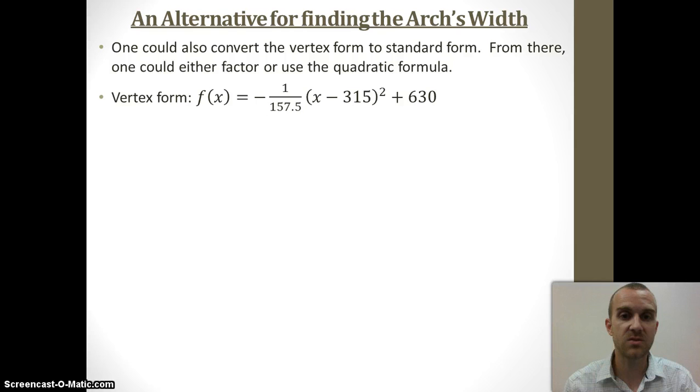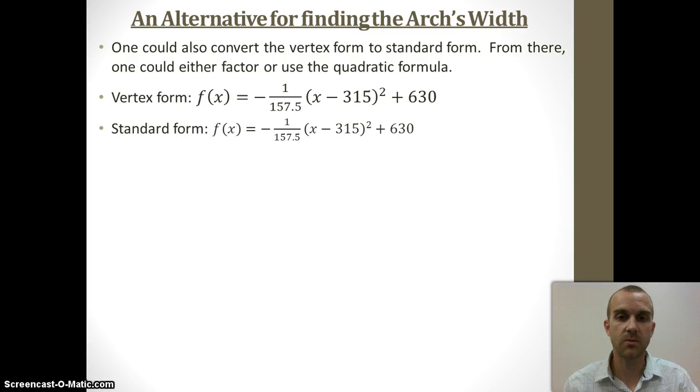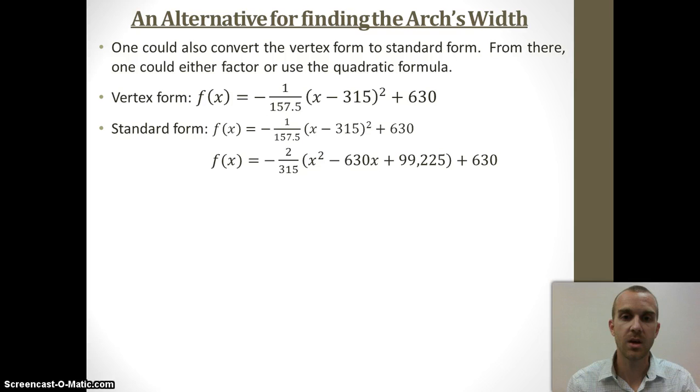So if we start with our vertex form, we can expand the x minus 315 quantity squared to get to the standard form, or our general form. Now, I changed this fraction from 1 over 175.5 to 2 over 315 to remove the decimal, which simplifies my problem as I'm trying to redistribute the 315 through the problem. So when I do that, and I simplify all my expression, I end up with negative 2 over 315 x squared plus 4x. From here, I could either factor or use the quadratic formula.